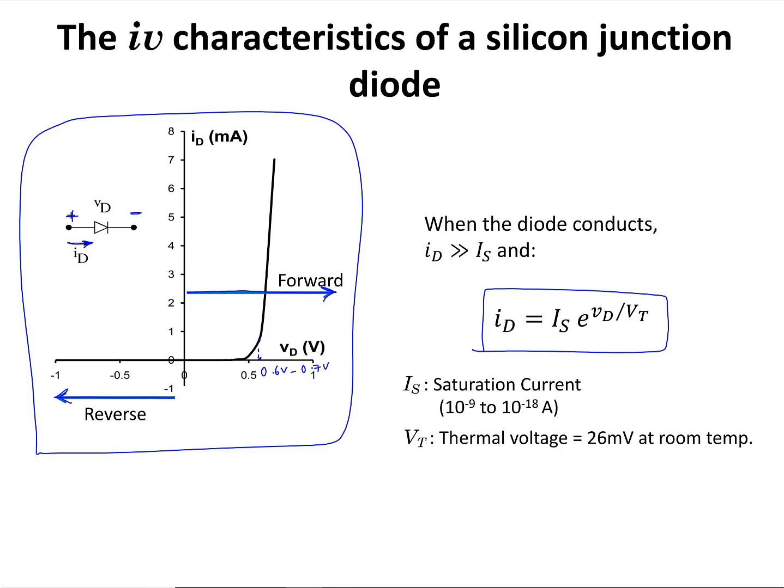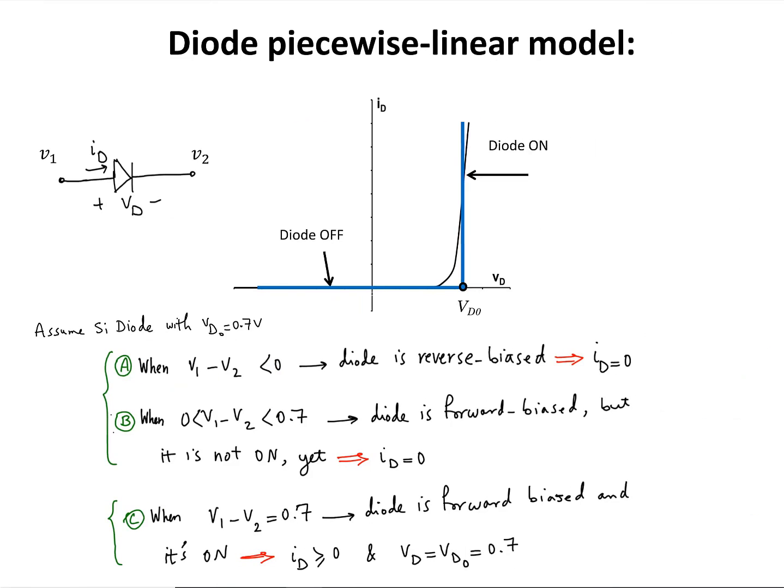In EC65, we are not going to use a nonlinear IV equation for the diode. Instead, we are going to use a linear model for these equations. So, the diode piecewise linear model consists of two lines, one for the case that the diode is off and one for the case that the diode is on. In the piecewise linear model, we're going to assume that ID is equal to 0 when the diode is off, which is the equation for this line. ID is equal to 0, and when the diode is on, VD is equal to VD naught, which is the equation for the second line.